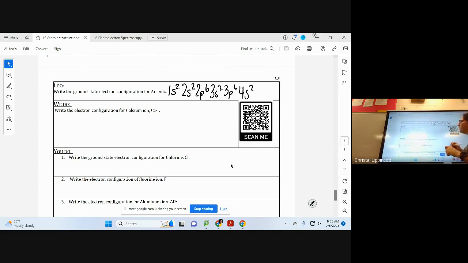Now, this is where it gets a little tricky. Get out your dust rag. When you go over here, it's not 4 anymore. It's 3. It's period minus 1. So this is 3d10. That takes me over to gallium. And then I need to pick up these last 3 here. So that's going to be 4p3.